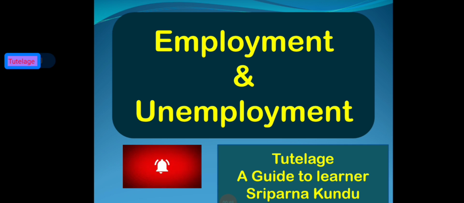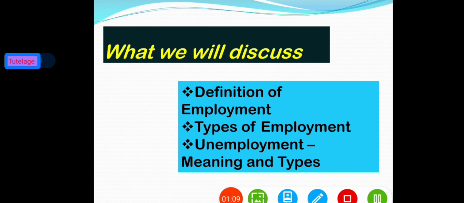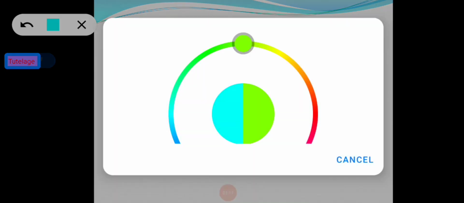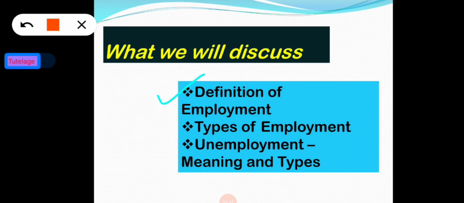So today we are going to explain another important chapter of economics, that is employment and unemployment in India and its problems and policies. So learner, going to the next slide, where we can see what I will discuss today. So here we can see our topics. The first topic is definition of employment, the second topic is types of employment, and the last topic is unemployment, its meaning and its types. So basically it is the first session on this chapter. Now going to the main discussion, let's move on to the next slide.